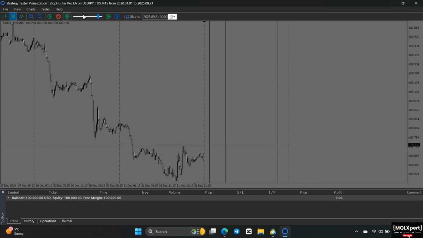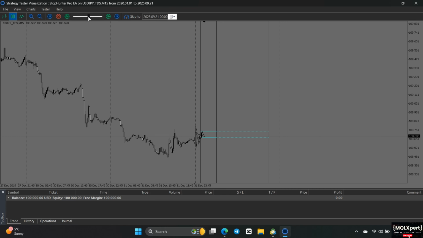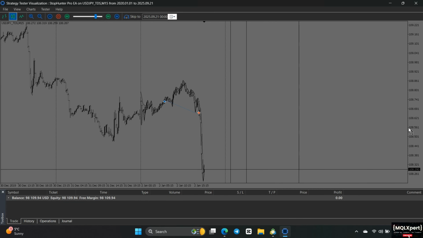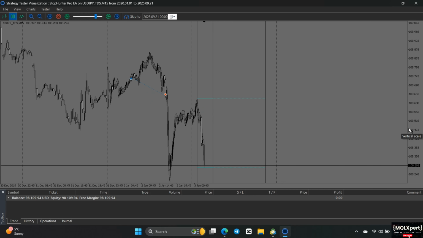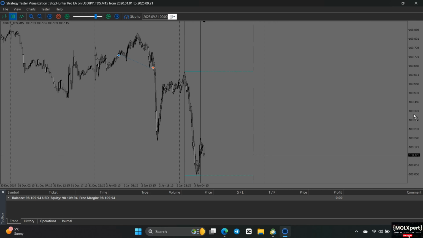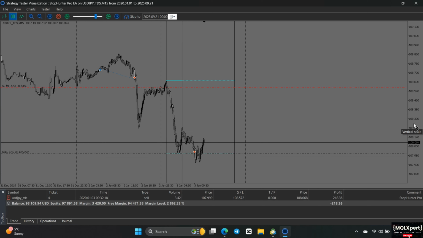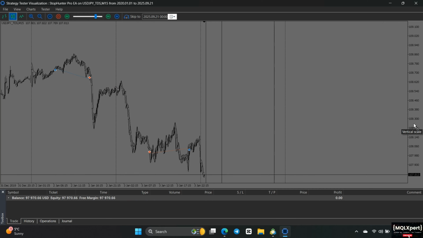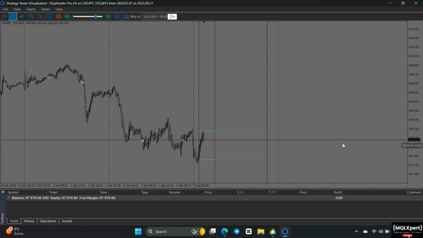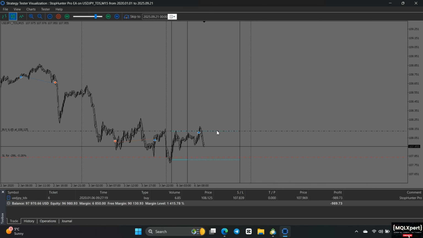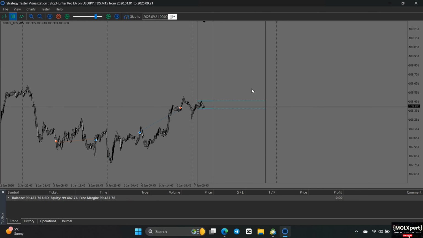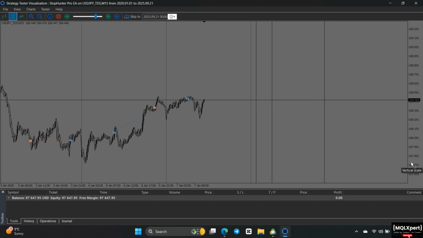Okay, so if we now run this test, you can see how the EA trades. Okay, so that was a loss, never mind. So we open a trade every day if price goes above or below these lines, and then we have a close time, so we close out the trade every day. So there's no holding trades overnight and there's no holding trades over the weekend.